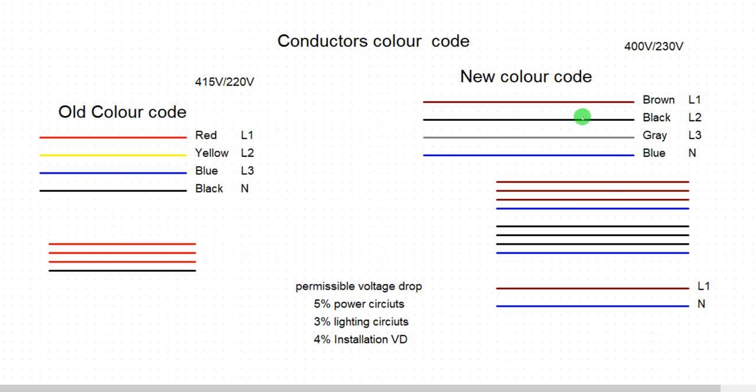All right. Now the new color code has changed. Now our line 1 is brown, line 2 is black, line 3 is gray. Then our neutral is blue. Remember that here, in the old code, blue is our line 3, but now blue is our neutral. Also remember that line 2 here is black, but in our old color code, black is neutral. So these are the changes you have to pay attention to.